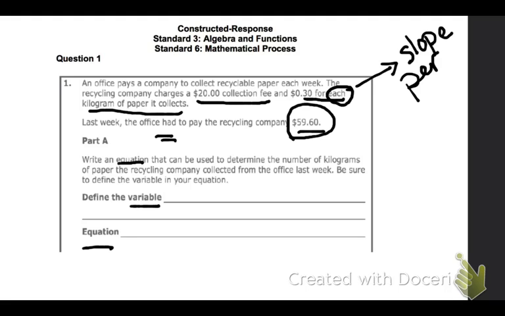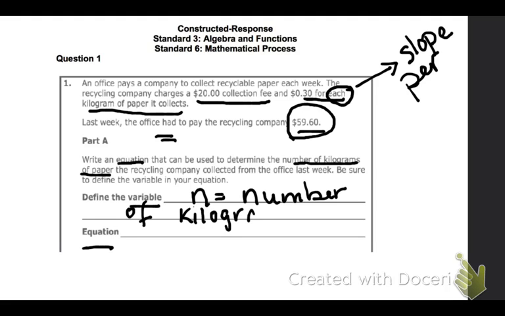Well, as you know, the variable can be an x, whatever you want it to be, as long as it's clearly defined. In this case, because it said number of kilograms of paper, I'm going to have n equal number of kilograms of paper. Then I've defined it in their wording. Remember, you could have chosen x. That's okay, as long as you define it.